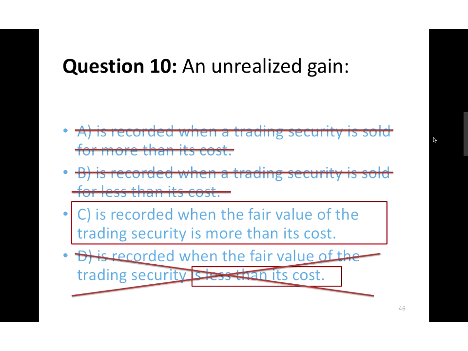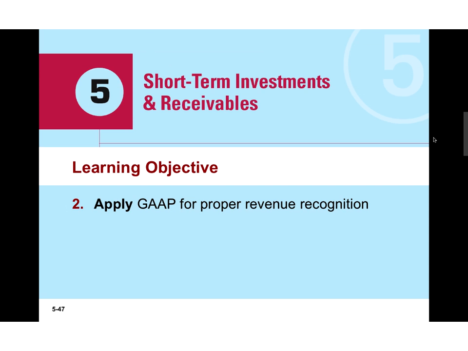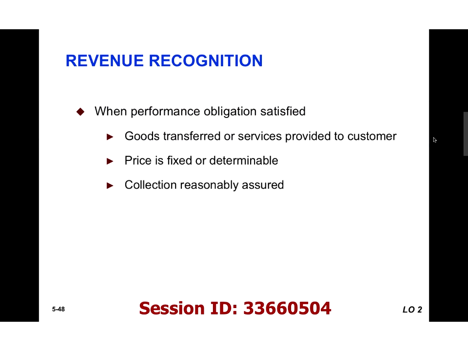Okay, so now we're moving on to the next part of the chapter. We talk about revenue recognition because this deals with accounts receivable. Accounts receivable, we'll get there. But revenue recognition, it seems like it would be easy to tell when revenue is recognized. It's recognized when the goods or services are provided to the customer.